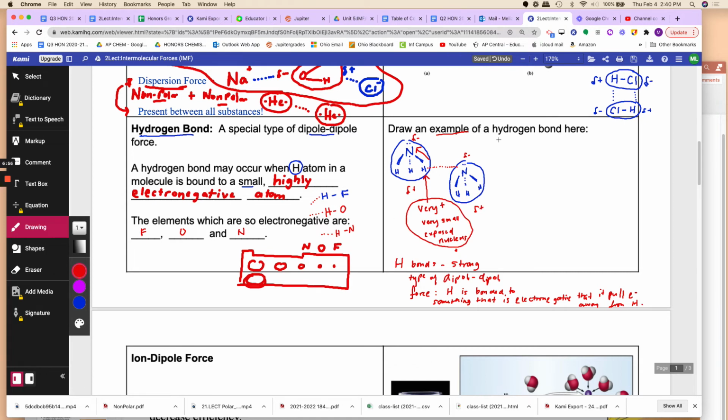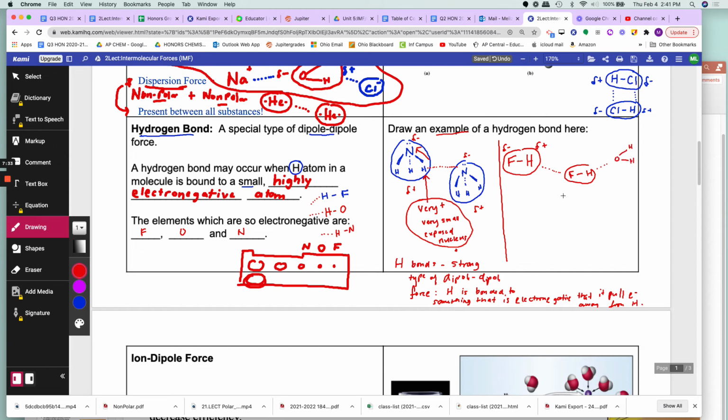So let me show you another example of a hydrogen bond. When H is attached to F in HF, this fluorine is so electronegative that it pulls electrons this way, making H very, very positive and attractive. So it can bond with something else. So it could be another HF or it could be another substance. It doesn't matter. This H can hydrogen bond with a water, for example. That is still hydrogen bonding.